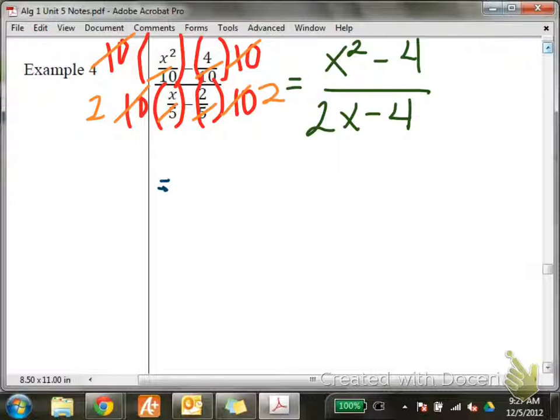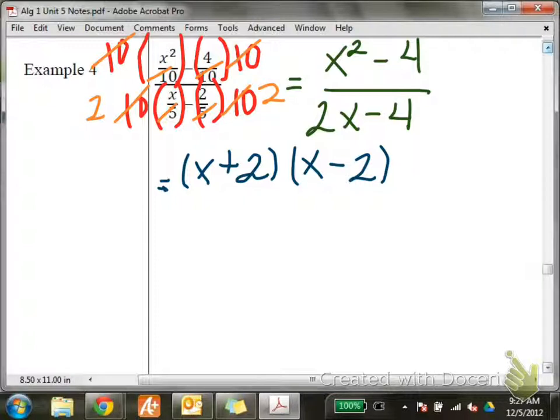What method will I use to factor the numerator? Samantha, what is it? What factoring method is in the numerator? Perfect. Difference of two squares. So everybody factor using difference of two squares. So that's x plus 2 times x minus 2 all over.